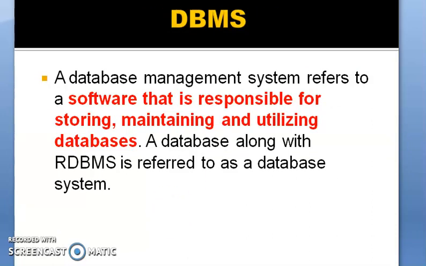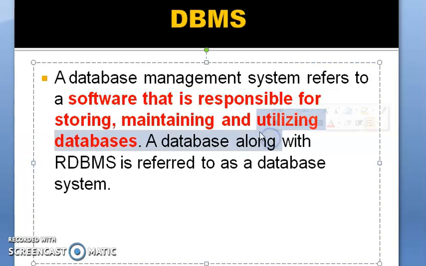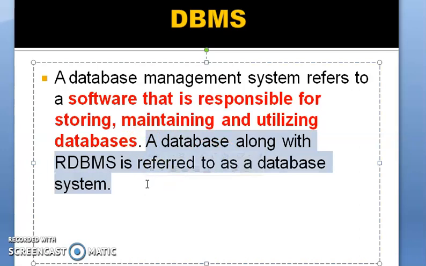So the database management system is nothing but a software. This is a software that is responsible for storing, maintaining, and utilizing the databases. So storing the data, maintaining the data, and when we need to retrieve the data from the table, we can utilize it by using that software called database management system. And the database along with the RDBMS is referred to as a database system. So what is meant by a database system? A database system consists of two things, that is a database along with relational database management system. Together it is called a database system.